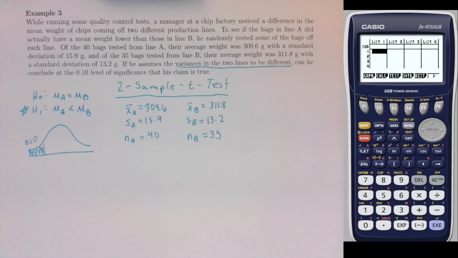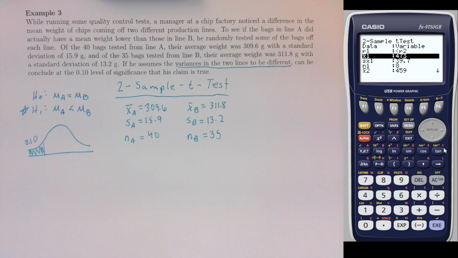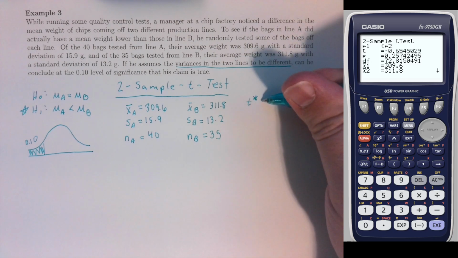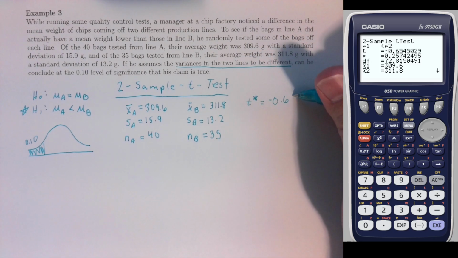Now I'm going to go over and put this in the calculator. So that'll be test, T 2S. Change this to less than for left-tailed test, and then type the numbers in. And remember, because the variances are assumed to be different, pooled will be off. So we get a test statistic of negative 0.65.